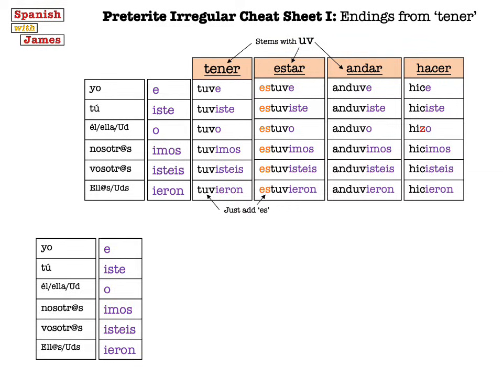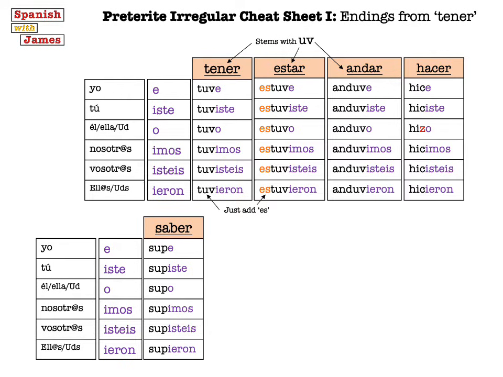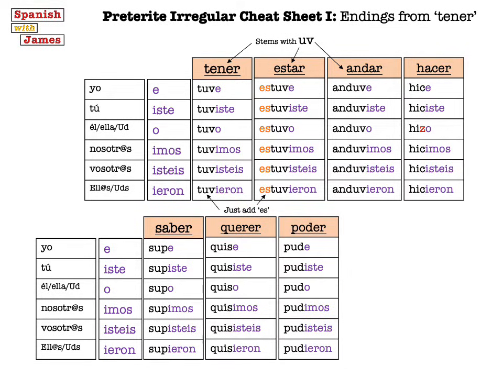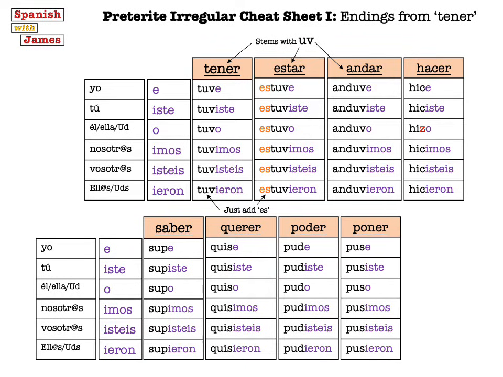Now we're going to look at some more verbs that use the tener endings. First up is saber, so for this we use our irregular stem sup, S-U-P, and then we add the tener irregular endings. Querer, which has the irregular stem quis, and then the tener endings. Poder, which has the irregular stem pud, pude, pudiste, pudo, etc. So again, we just use the tener endings with that. And then poner, which goes to pus, and then the tener endings.